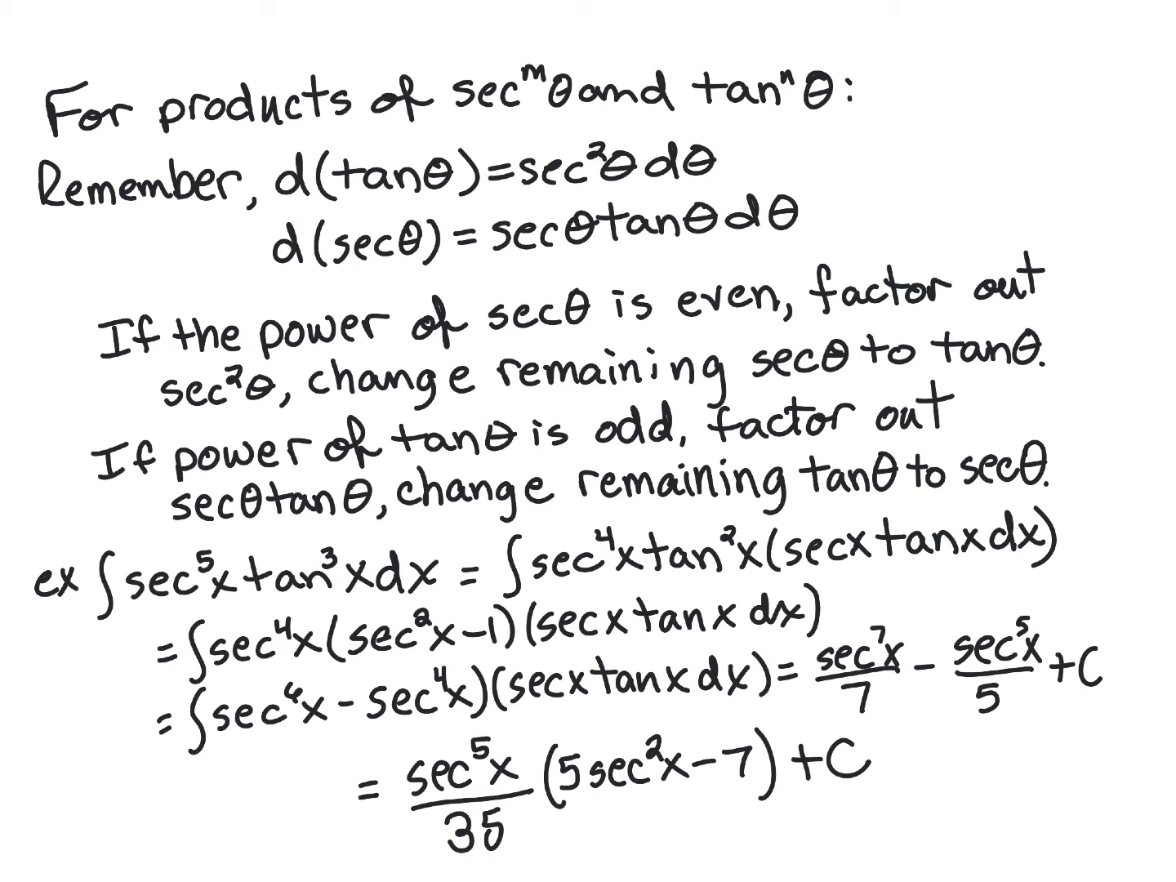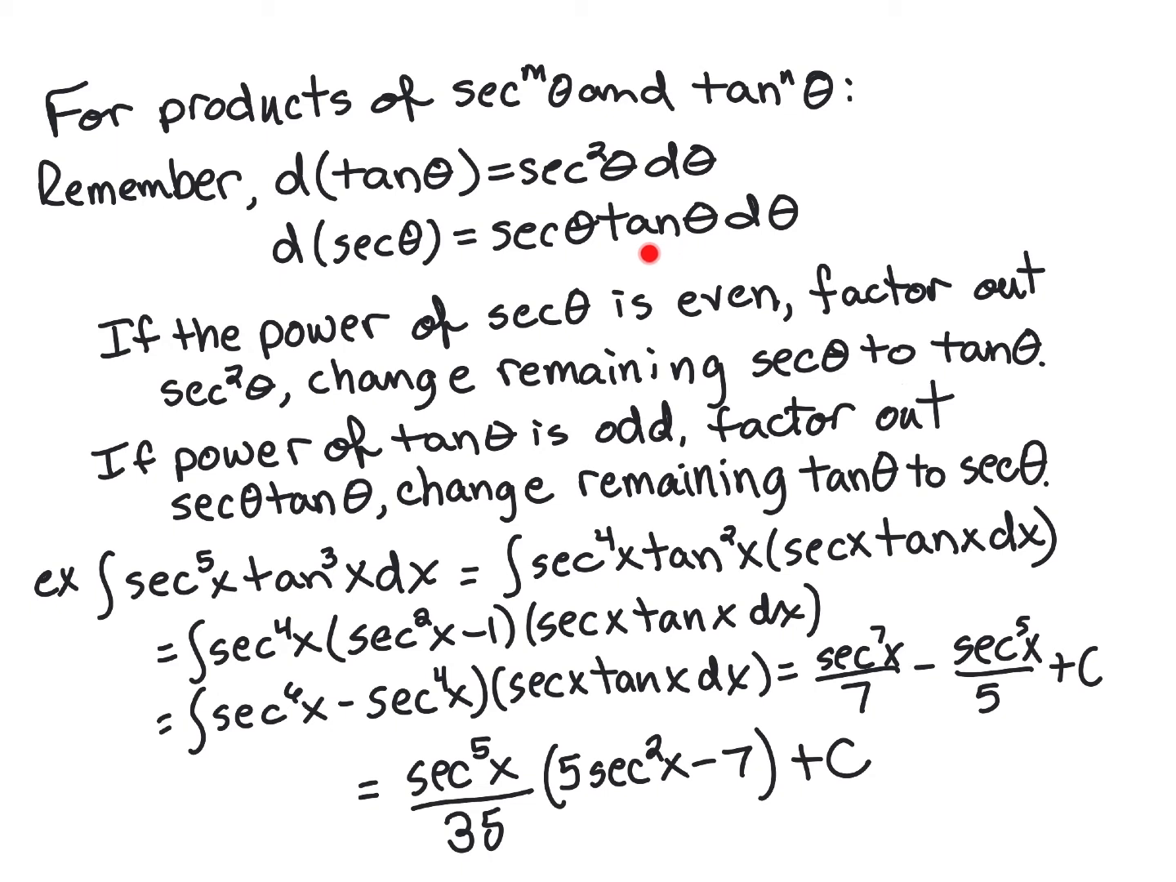Next topic. Let's say we have products of secant and tangent. Now secant and tangent are kind of in a family because they have a common denominator. They both have cosine in the denominator. So we're going to be talking about products of secant and tangent to different powers. Now remember the derivative of tangent is secant squared. So if I can pull out a secant squared, then that will be the du if my u is tangent.